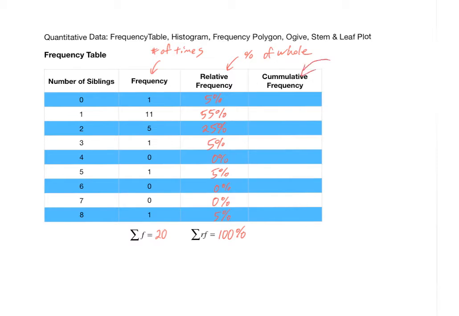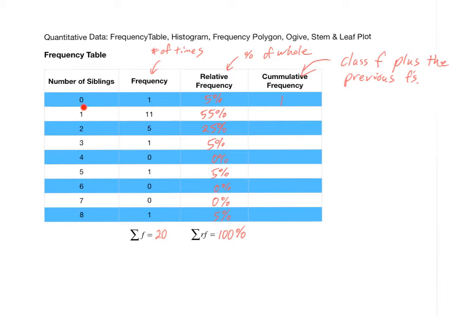Cumulative frequency for a particular class is that class's frequency plus the previous frequencies. So the reason this doesn't make sense, well, actually first let's do it and then I'll explain why it doesn't make sense with qualitative data. So for this first class of no siblings, there was a frequency of 1. So there's nothing before that class, so the cumulative frequency is 1.